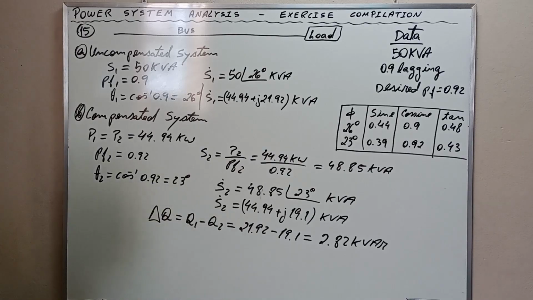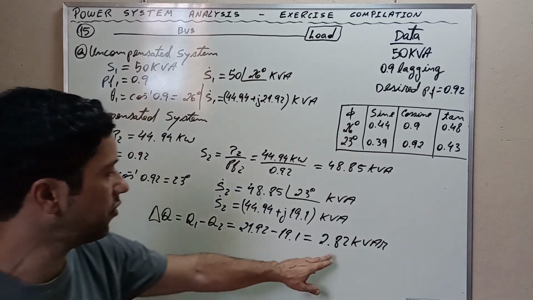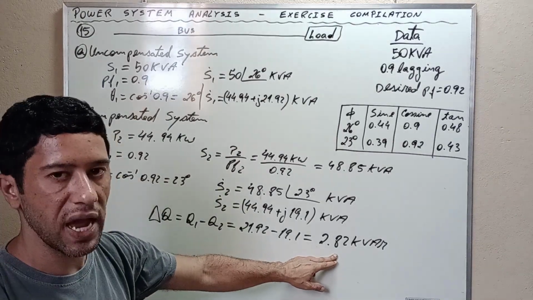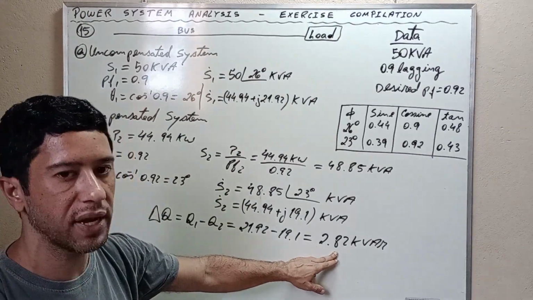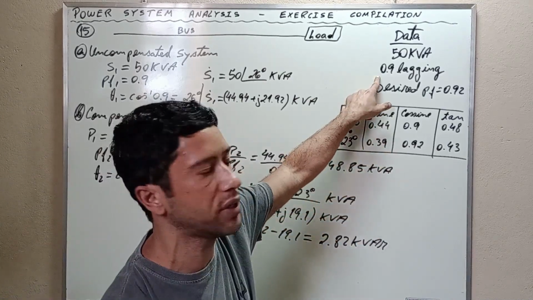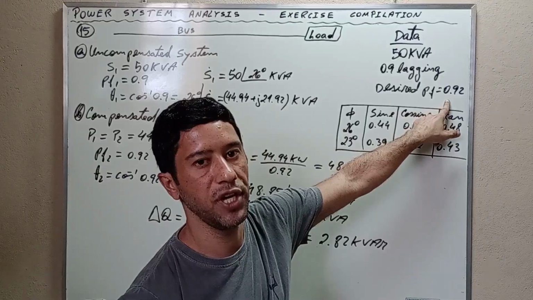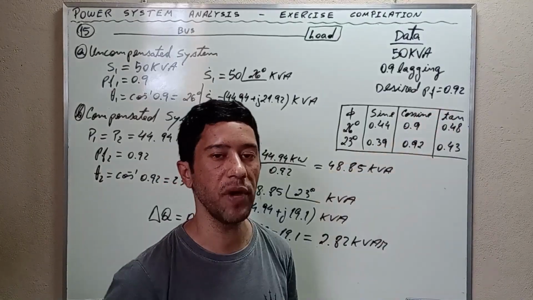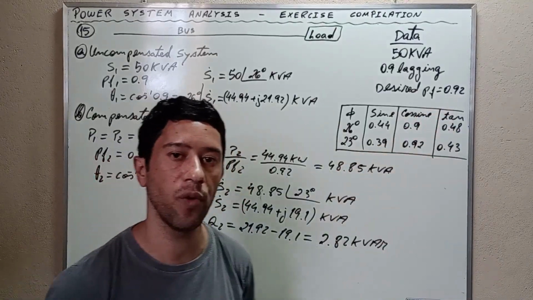Okay, my friends, the exercise asked us this. Calculate the reactive power a capacitor bank will need to provide to raise the power factor to 0.92 lagging. And this is the amount of reactive power that the capacitor bank will need to supply to raise the power factor from 0.9 to 0.92.